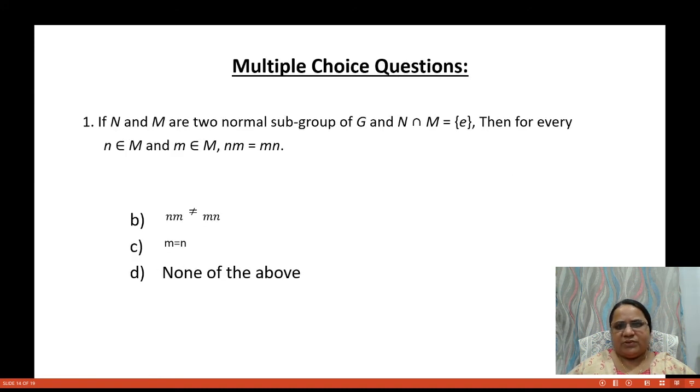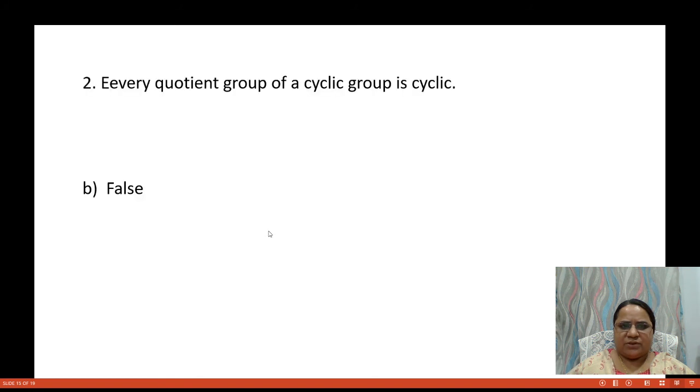Next, we have multiple choice questions. If N and M are two normal subgroups of G and N intersection M is equal to {e}, then for every n belongs to N and m belongs to M, nm is equal to mn. That is a result. We have 4 options here. Every quotient group of a cyclic group is cyclic. Whether it is true or false, we have just solved the problem related to that. Every quotient group of a cyclic group is cyclic. That is also true.